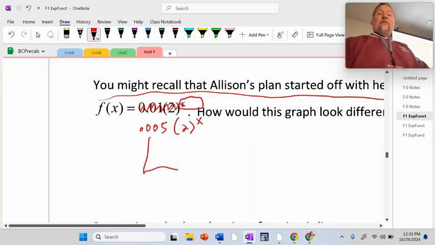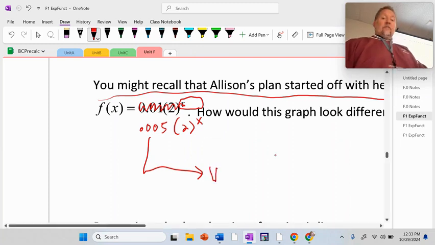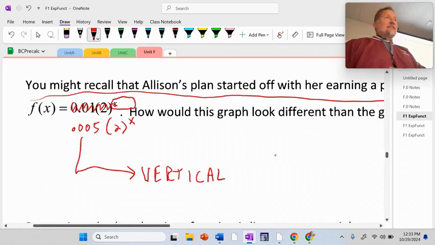So what does that 0.05 do? What's a multiplier in front of a function always do? Vertical. Is it a stretch or a shrink? Shrink. Didn't we do this already?